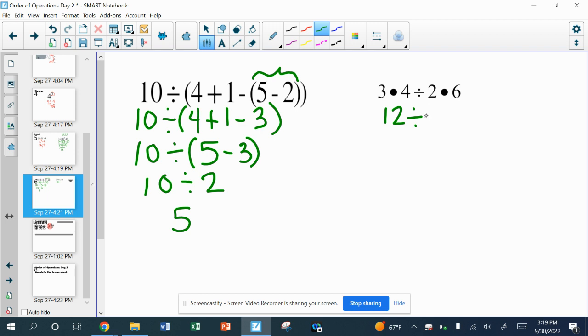Then now I have to do my division problem. 12 divided by 2 is 6. And now I have that. And 6 times 6 is 36. So if you got stuck and you wanted to do all the multiplying first, you got an answer of 1, and the real answer is 36. So totally understandable why you could get tricked into that, but hopefully you don't get tricked.